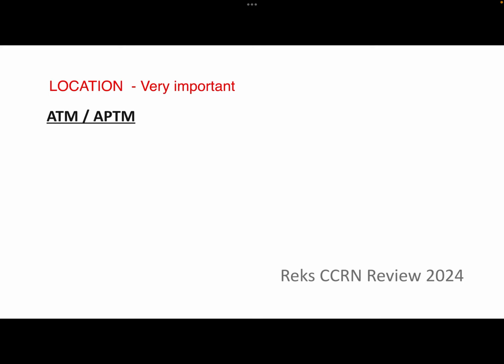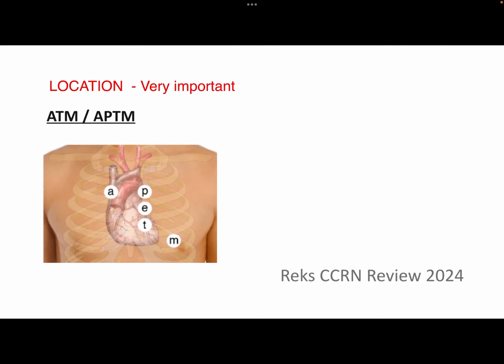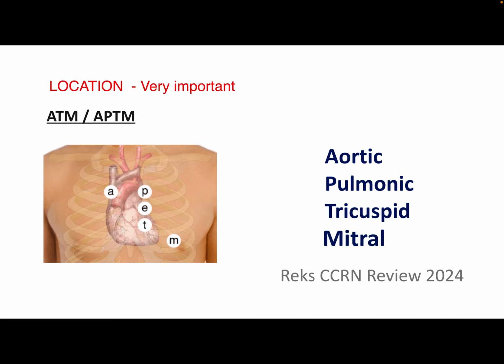So I remember it like this: ATM. I know that aortic and pulmonic are closer, so I took off P and I remember it as ATM. So A represents aortic and pulmonic, T represents the tricuspid and M represents the mitral. Of course, E represents the Erb's point.